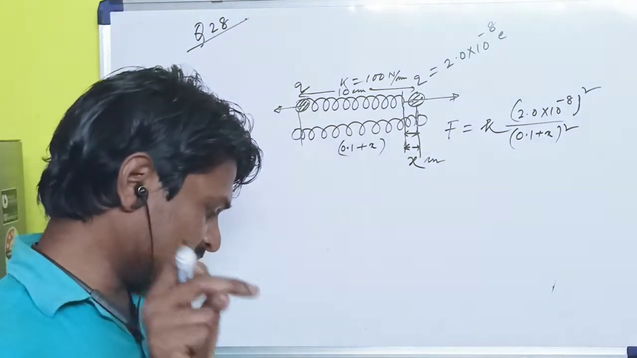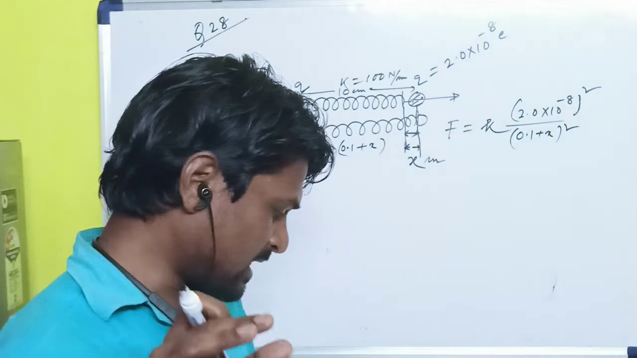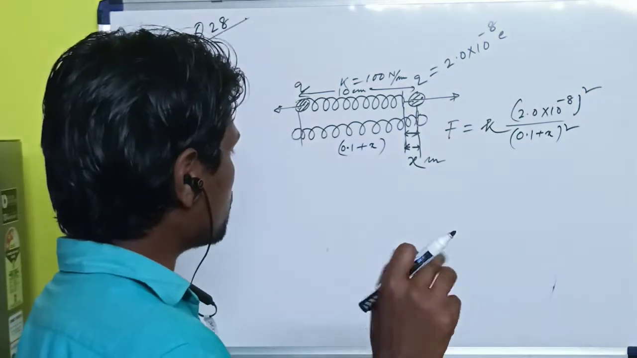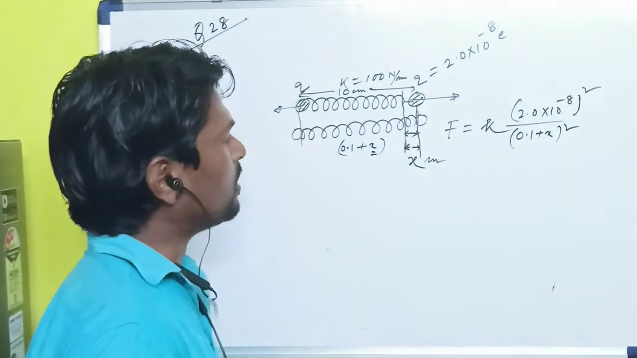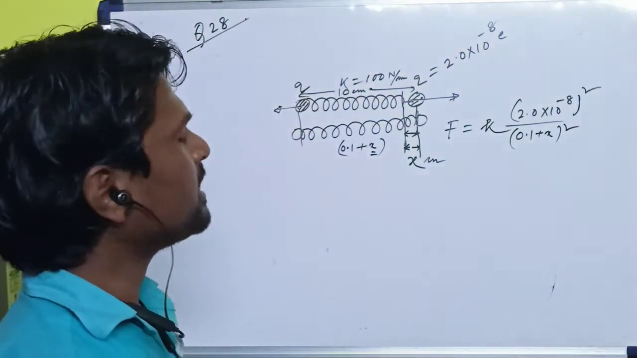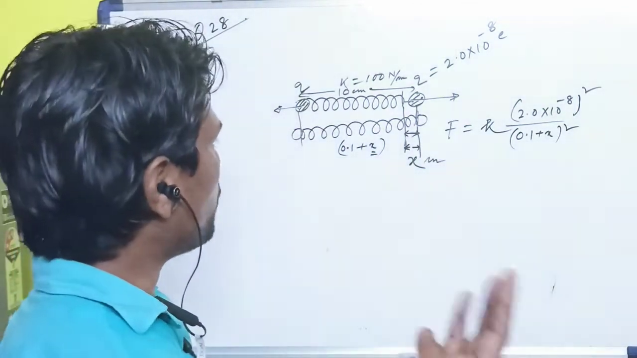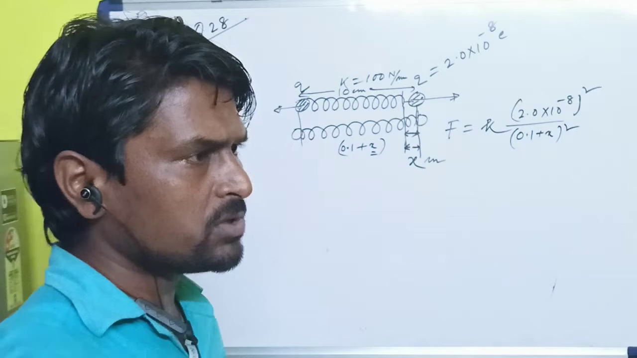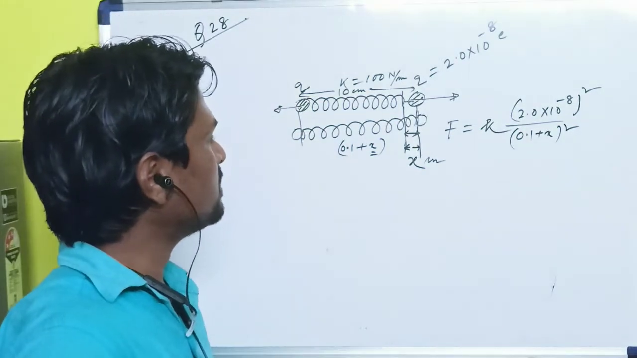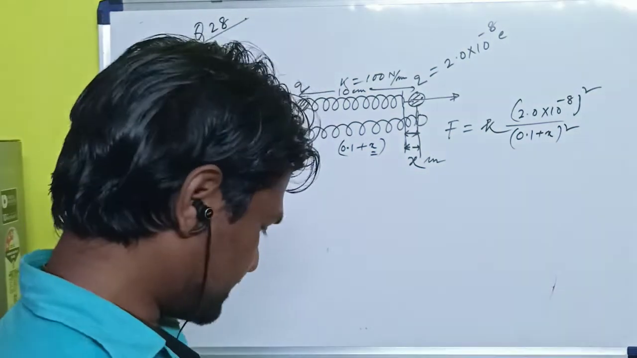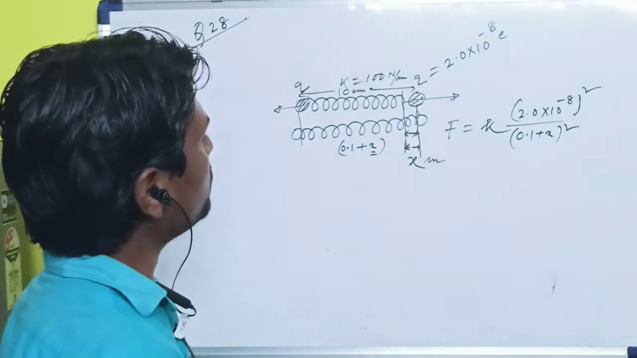Assume that the extension is small as compared to the natural length. So assume that x is very small. Very small compared to 10 centimeter. It may be 1 centimeter, it may be 0.00001 centimeter. Maybe. So what is this value?